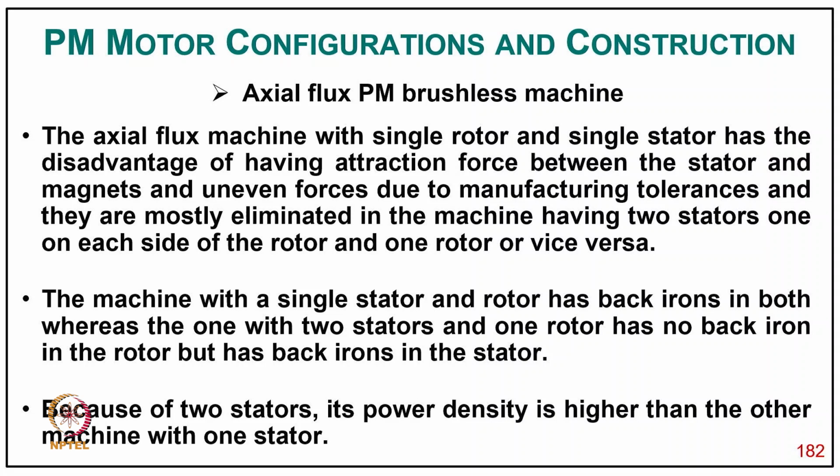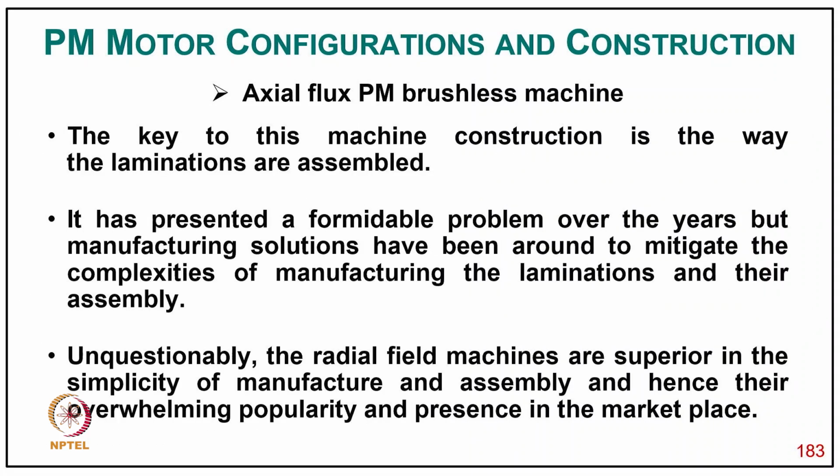The machine with a single stator and rotor has a back iron in both. Because of the two stators, its power density is higher than the other machine, because you can put more conducting material where the energy is really going to be generated or flowing. So the key to this machine's construction is the way the laminations are assembled, and it has presented a formidable problem over the years, but manufacturing solutions have been around to mitigate the complexity of manufacturing the lamination and the assembly. So unquestionably, the radial field machines are superior in simplicity of manufacture and assembly, hence their overwhelming popularity and presence in the marketplace.